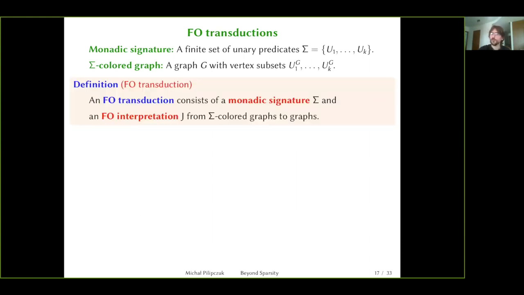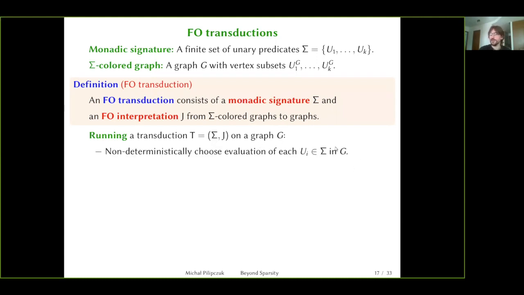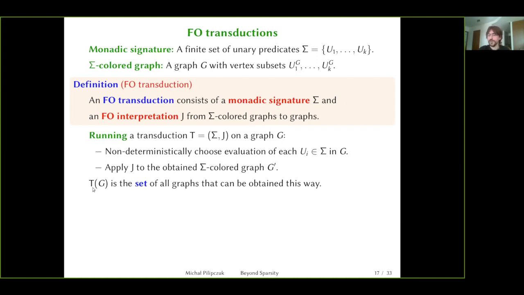So an FO transduction is a pair consisting of a monadic signature, so a set of names essentially, red, blue, and so on, and then an FO interpretation that takes this colored graph with those names and outputs a graph. Formally, this FO interpretation can also look at the colors of vertices. So how can I run such a transduction T on a graph G? First, I take my graph G and I non-deterministically put those colors there, so I guess which will be the red vertices, which will be the blue vertices, and so on. And then I just apply my interpretation to this obtained colored graph, and I get some result. Then T of G, the transduction applied to G, is not a single graph, as was the case for interpretations. It's actually the set of all possible graphs that I can obtain in this way.